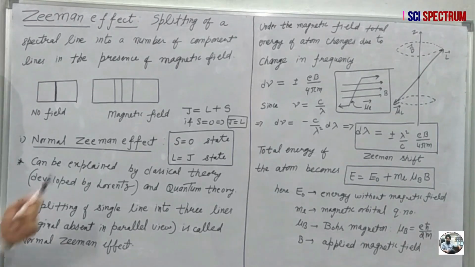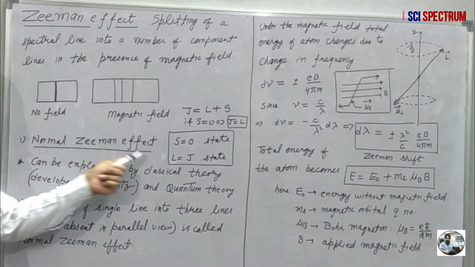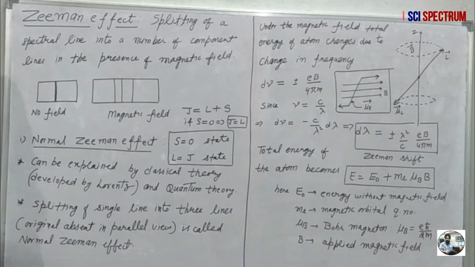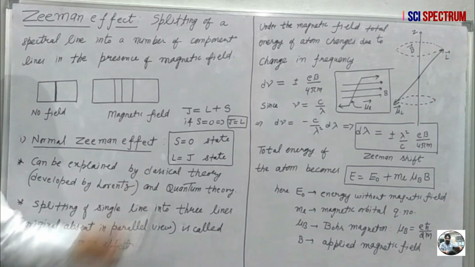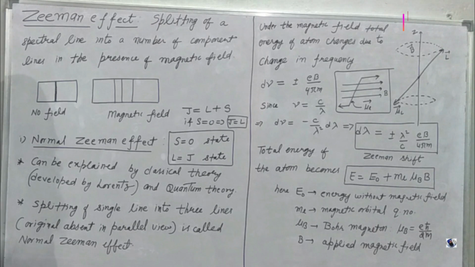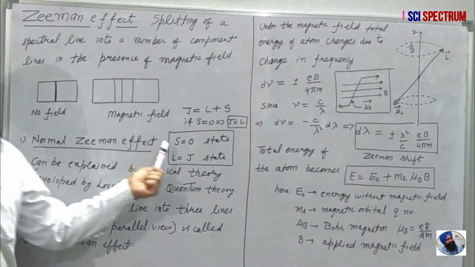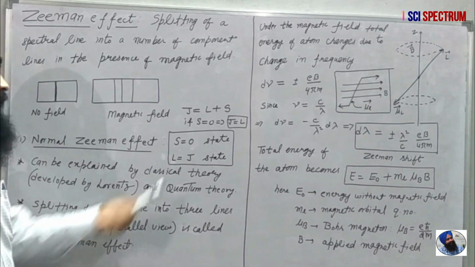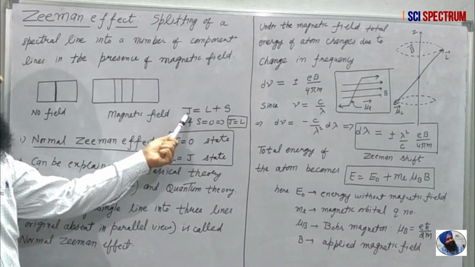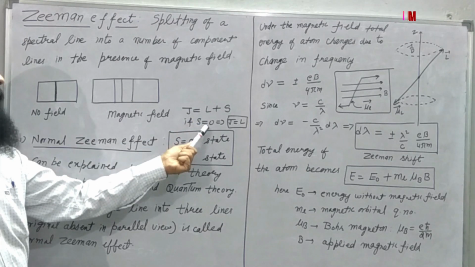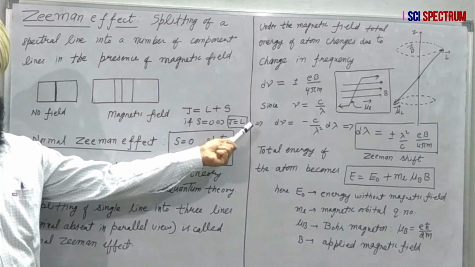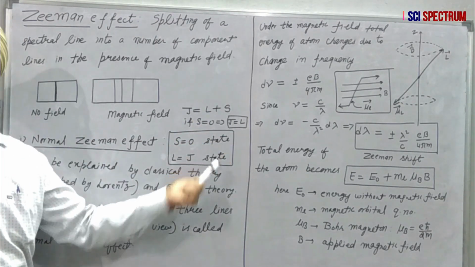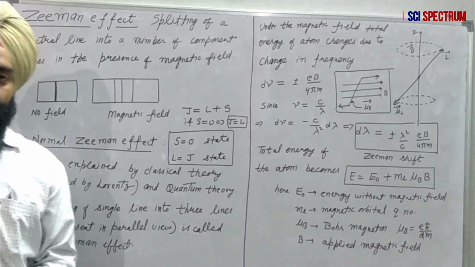So let us discuss the first effect, the normal Zeeman effect. This is the condition for the occurrence of the normal Zeeman effect. This effect occurs for those atoms for which the capital S value is 0. For S equal to 0, we have J equal to L plus S. If S is 0, then J will become equal to L. So this is the condition for the occurrence of the normal Zeeman effect.